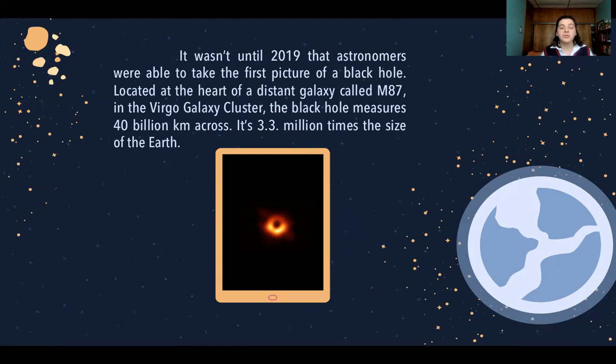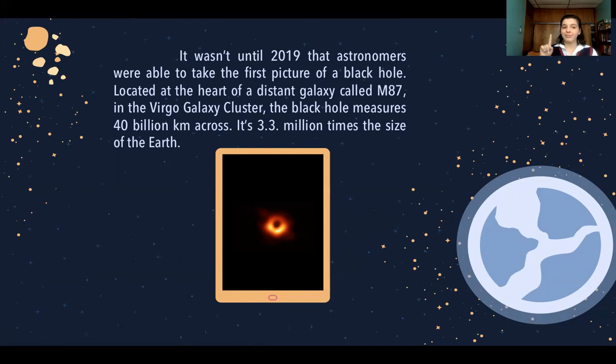It wasn't until 2019 that astronomers were able to take the first picture of a black hole. Located at the heart of a distant galaxy called M87 in the Virgo Galaxy Cluster, the black hole measures 40 billion kilometers across. It's 3.3 million times the size of the Earth. Thankfully, that guy is pretty far away because as we discussed, the bigger an object is, the stronger its gravitational force is going to be.